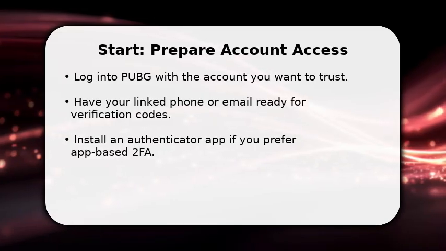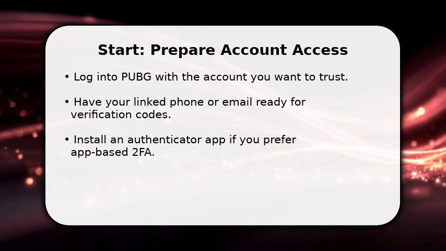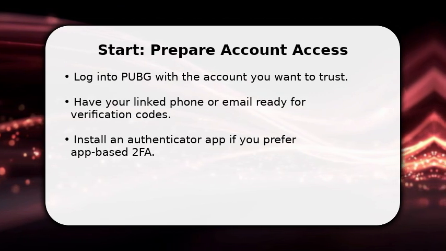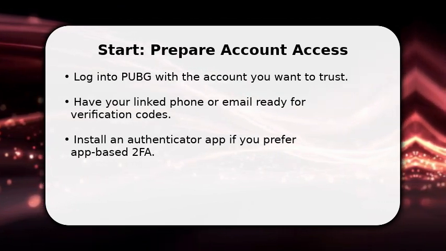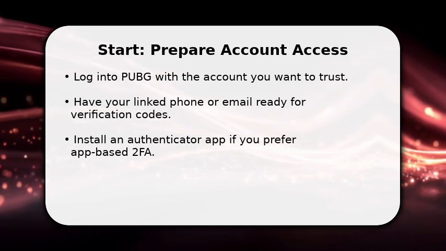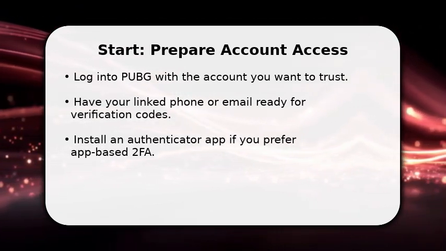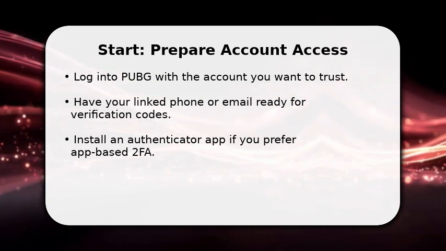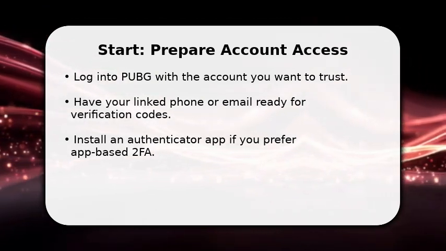You start by confirming account ownership. Log into Pubg with the exact account you plan to mark as trusted. Once logged in, make sure your linked phone number or email is active because Pubg will send a verification code. If you prefer, set up an authenticator app now so codes are available offline. Make sure you can receive SMS or email reliably.